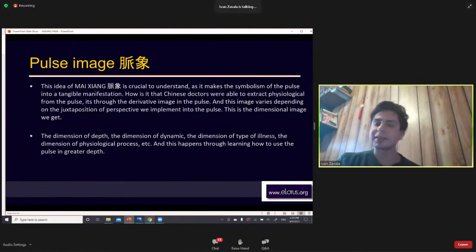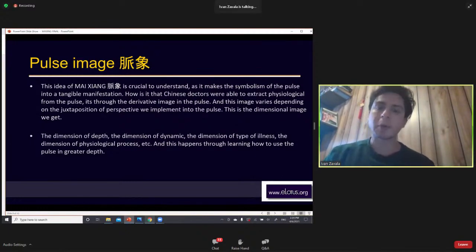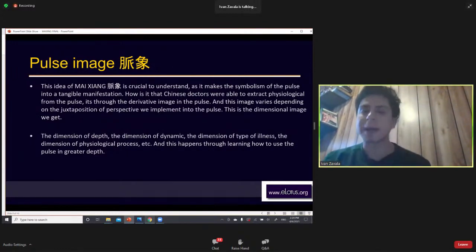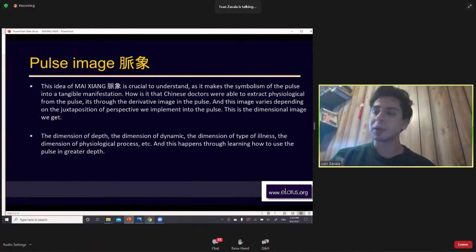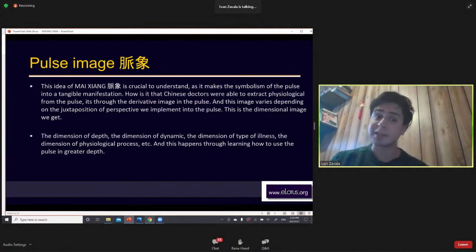And this happens through learning how to use the pulse in greater depth. If you don't have that wide bird's eye view when you interpret the pulse, then you will only be able to get one aspect of this dimension. So the more you expand your mind, the more you have a connection to these Maijing perspectives, then the more you're able to look at the different dimensions of that pulse, and therefore the different dimensions of physiological reality.